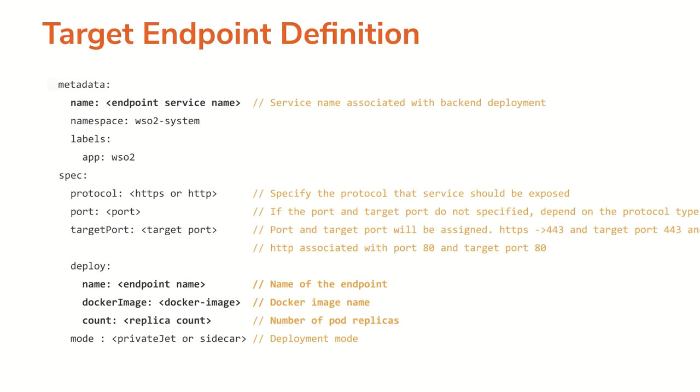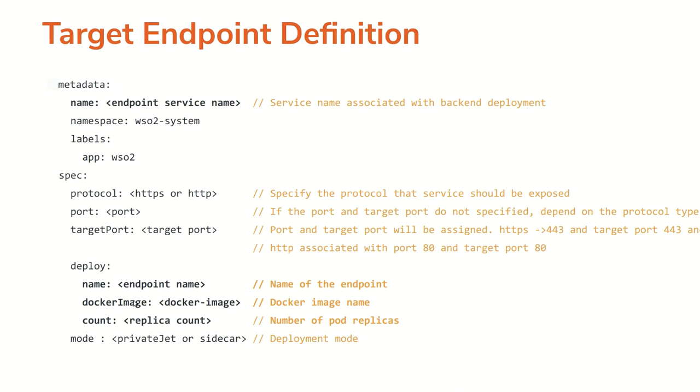Now take a look at the target endpoint definition. As mentioned in the previous image, a Kubernetes service is getting created which fronts your backend service pods. The name of this service is taken from the name tag under the metadata section. You can specify any name for the service. Under the spec, you can specify the protocol with which this service needs to be exposed, with the port and the target port numbers. Under the deploy section, you can provide an optional name.